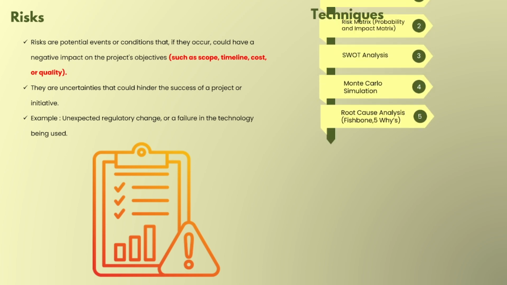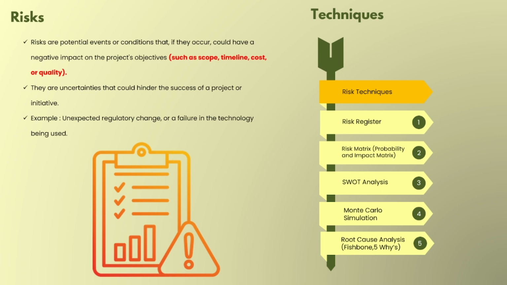So to mitigate these risks, there are a few techniques like risk register, then SWOT analysis, risk matrix, then Monte Carlo simulation, then the most famous, root cause analysis, in which there are techniques like fishbone and 5 whys. So we will see all these techniques shortly.